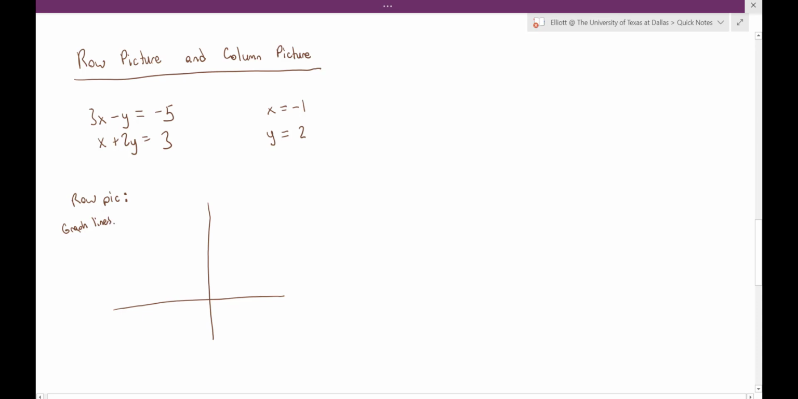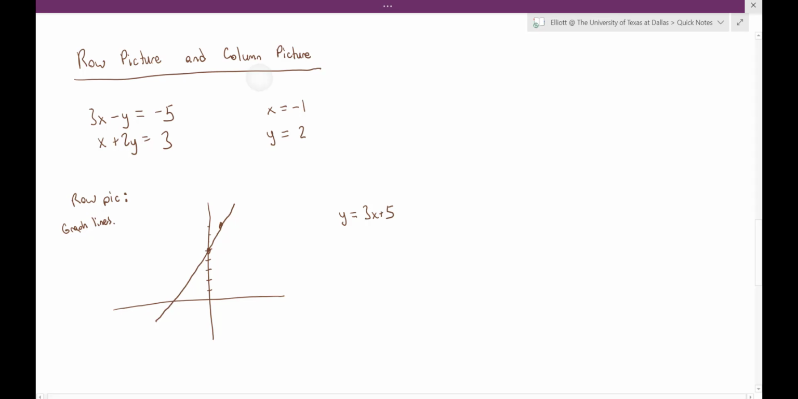So the first equation is the same as y equals 3x plus 5. So it's a y-intercept of 5. And then the slope is 3, so if I go up 3 and over 1, then connect these two dots. All right, so that's the line described by our first equation.